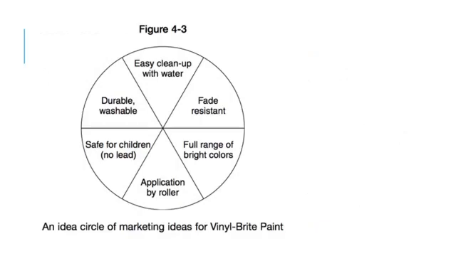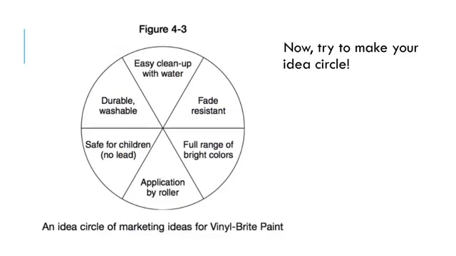This is another example of how to create an idea circle of marketing ideas for vinyl bright paint. After discussion or brainstorming, vinyl bright paint is durable and washable. It's safe for children. It is applied by roller. It has a full range of bright colors, is fade resistant, and is easy to clean up with water. So that's all the ideas, and you can mix them, erase them, combine them, merge them. It's up to you, but try to write down the basic ideas first and do not limit yourself.